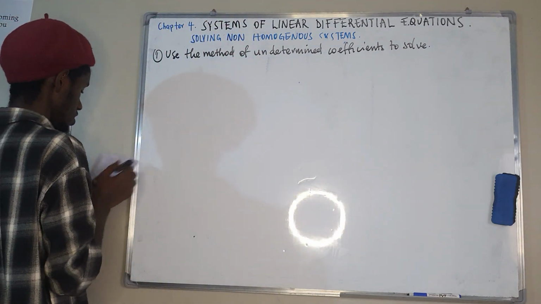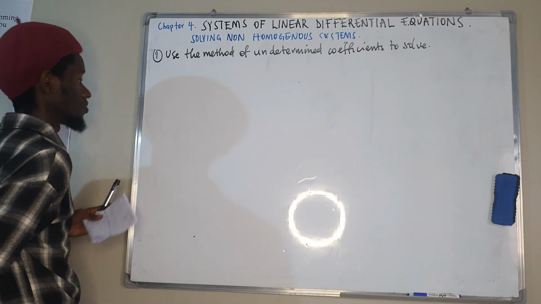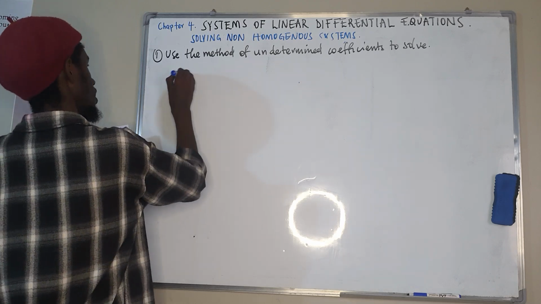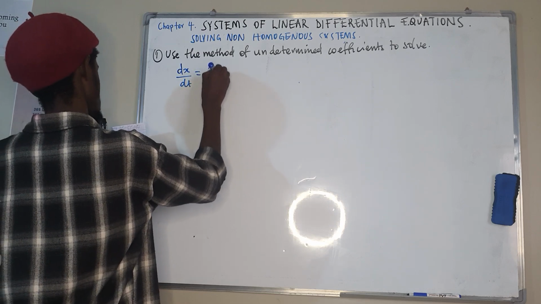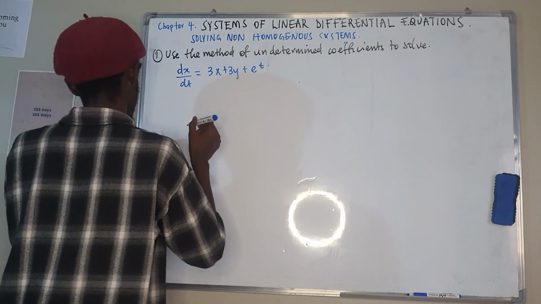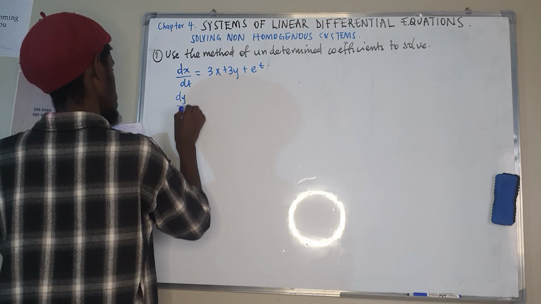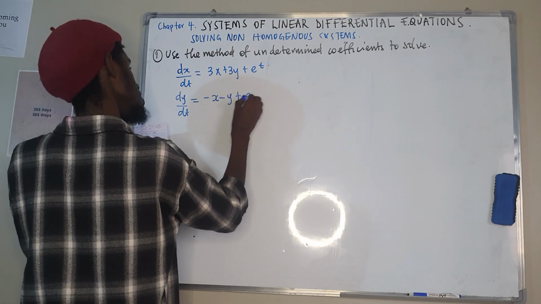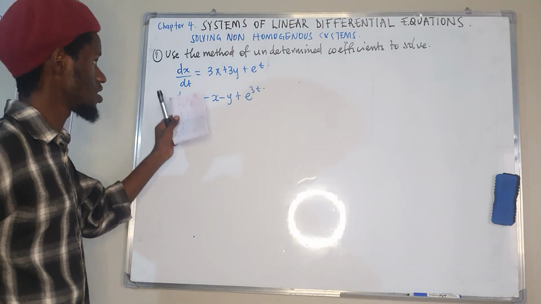My system is this way. I have a system in this format. It is dx/dt equals 3x plus 3y plus e power t, and then dy/dt equals negative x minus y plus e power 3t. Yes, this is our system.